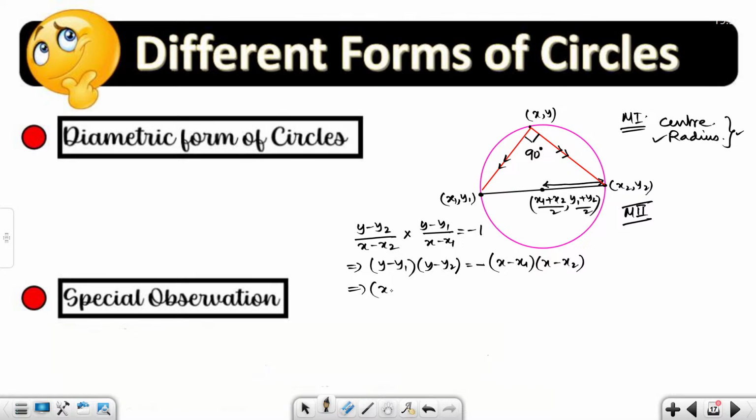So we are having y minus y1 into y minus y2 equals to 0. That's it. So this is how we find out the equation of a circle when we know the extremities of its diameter. It's x minus x1 into x minus x2 plus y minus y1 into y minus y2 equals to 0. That's it. What is x1, y1 and x2, y2? x1, y1 and x2, y2 are the extremities of the diameter.